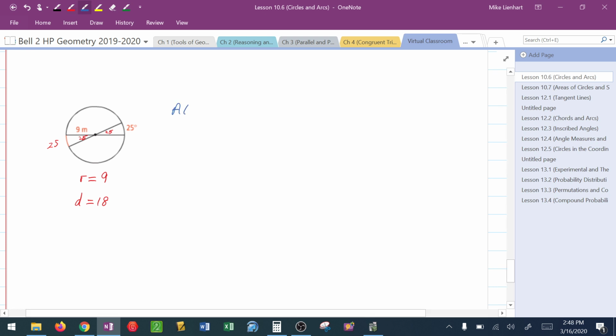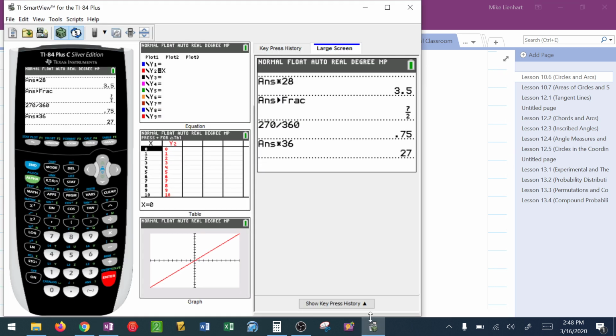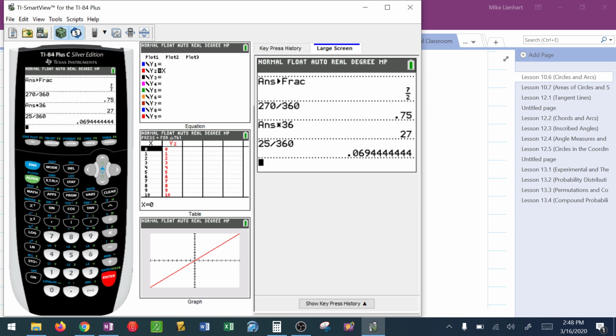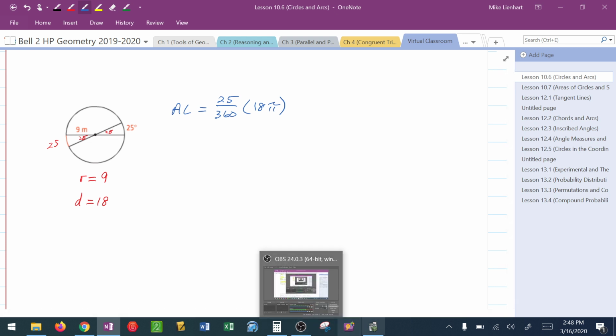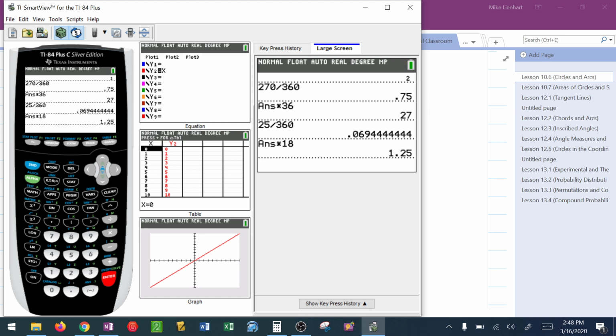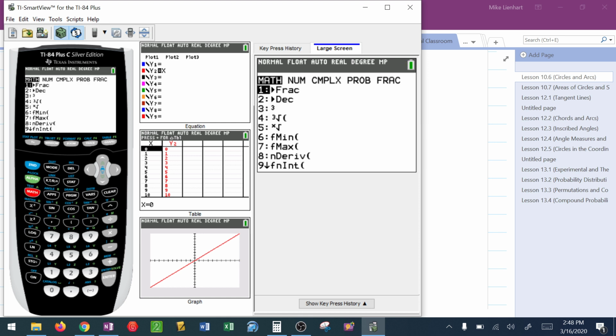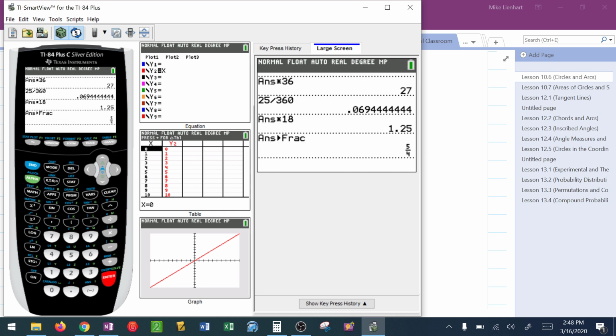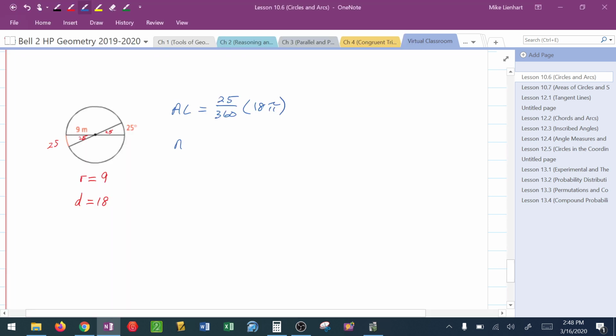To find the arc length, I'm going to take theta, which in this case is 25, out of 360 times 18 pi. And again, they want me to leave the answers in terms of pi. I'm going to have my calculator help me out. 25 divided by 360. Get that answer and multiply that times 18. Get that answer and then change it. Hopefully you recognize what it is already. Math, enter, enter. We'll change it into a fraction, make my life easier, and I get the arc length is 5/4 pi, or my units here, meters.